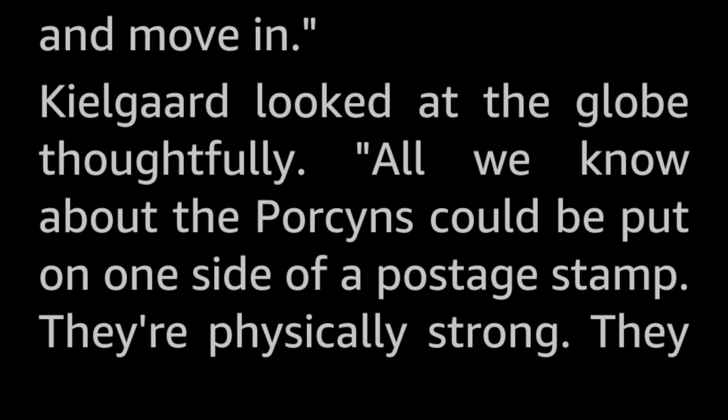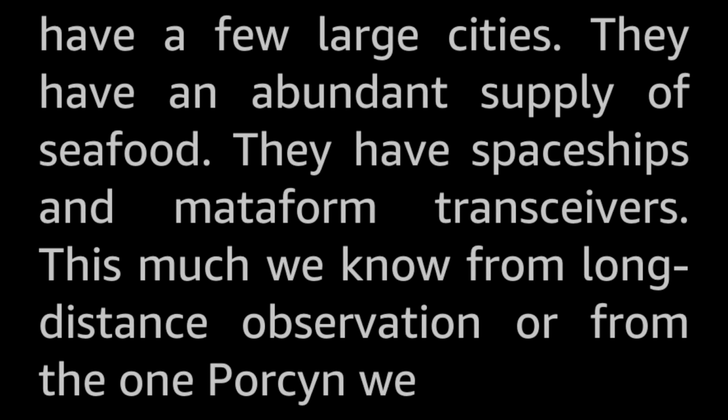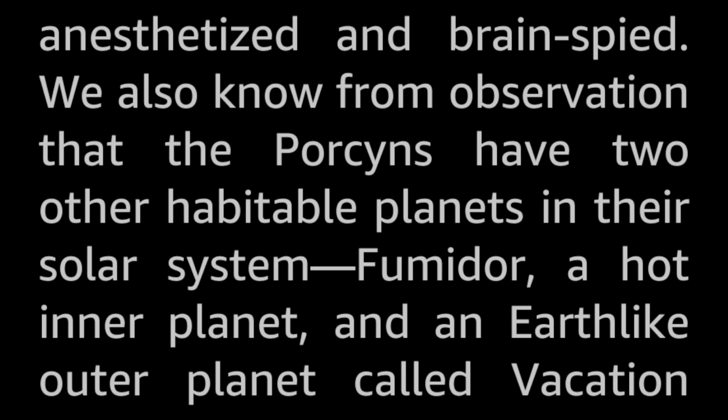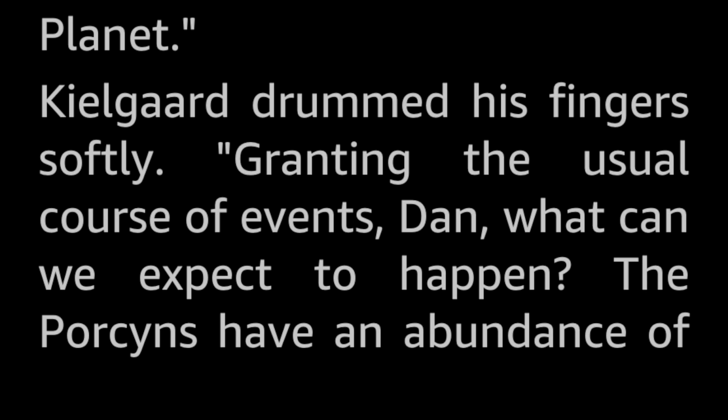"All we know about the Porcyons could be put on one side of a postage stamp. They're physically strong. They have a few large cities. They have an abundant supply of seafood. They have spaceships and matterform transceivers. This much we know from long-distance observation, or from the one Porcyon we anesthetized and brain-spied. We also know from observation that the Porcyons have 2 other habitable planets in their solar system, Fumidor, a hot inner planet, and an Earth-like outer planet called Vacation Planet."